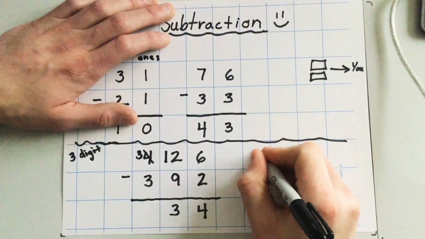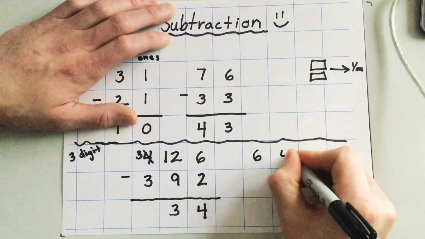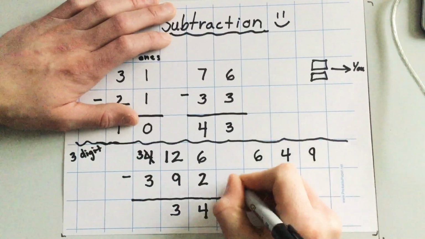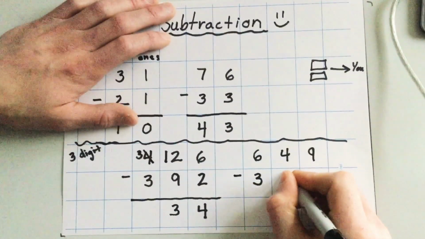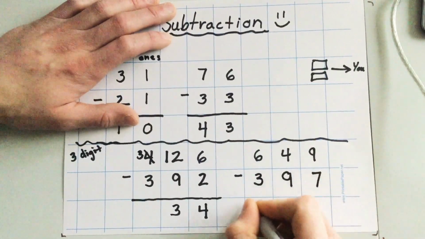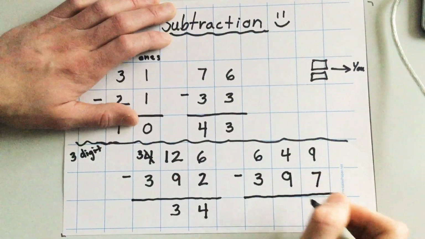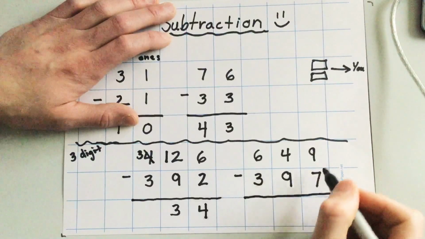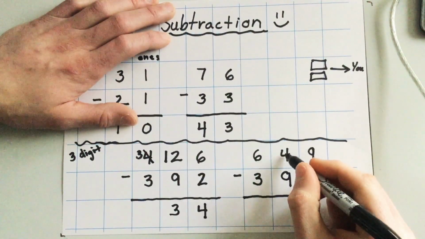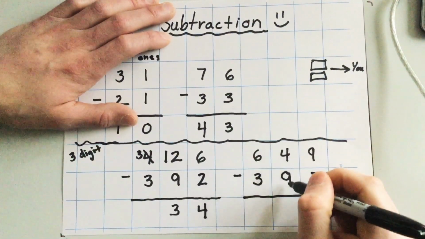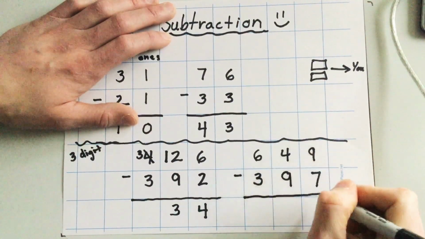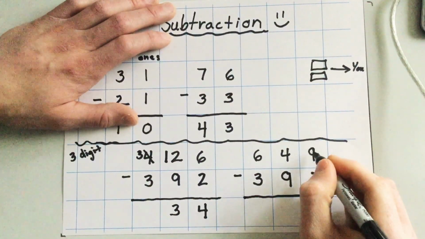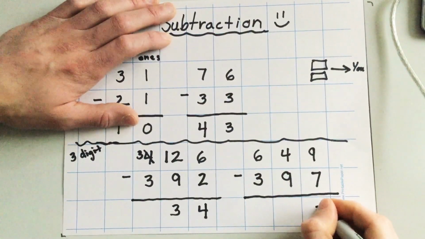Let's take 649 and we will subtract 397. As you can see, just initially looking at my problem, we're going to have to regroup because you cannot take 9 things away from 4. But we always start in our ones column. So let's start in our ones. 9 minus 7 is 2.